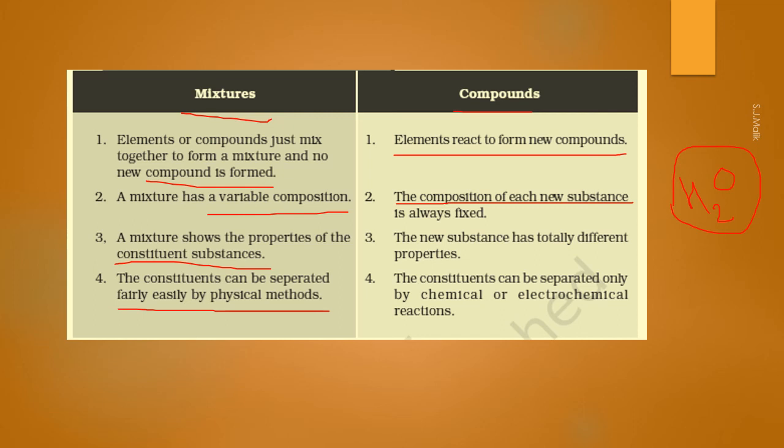The new substance has totally different properties. See, H2O is made up of hydrogen and oxygen. Hydrogen has its own properties, oxygen has its own properties, but when they combine and form a new substance, this new substance has totally different properties. And the constituents can be separated only by chemical method or electrochemical reactions.